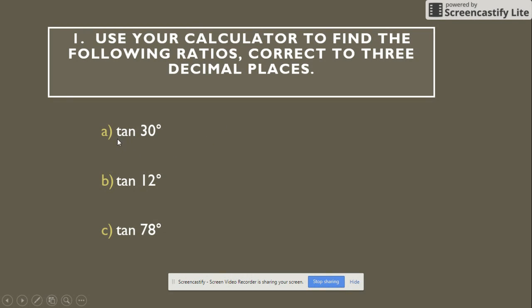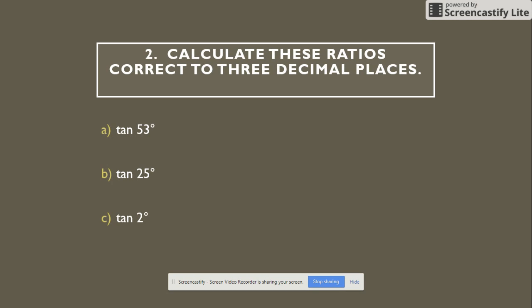Okay, so put in your calculator 10 and it will open up, and I want you to put 10, 30 and see what you get. 10, 12 and 10, 78. This one is 10, 45, 10, 0 and 10, 82. 10, 53 is number 2. 10, 25 and 10, 2.